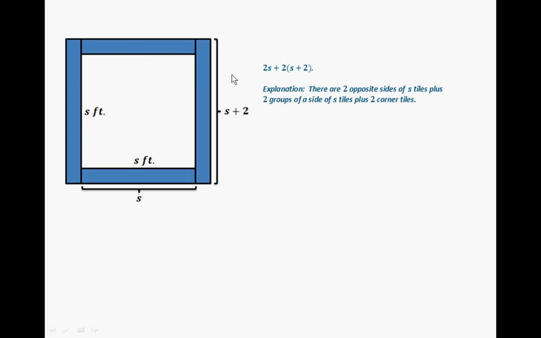And last but not least, you can think of it as 2 sides, where we have a side plus 2 corners, and then we have 2 sides with no corners. So that would be a side length with no corner pieces. So this would be 2s, 2 times the side, because we have this side and this side. And then we have 2 times the quantity of s plus 2, which is a side plus 2 corners. So there are 2 opposite sides of S tiles plus 2 groups of a side of S tiles plus 2 corner tiles.